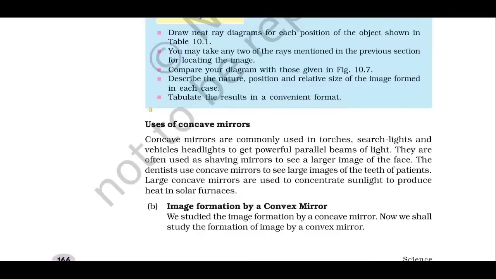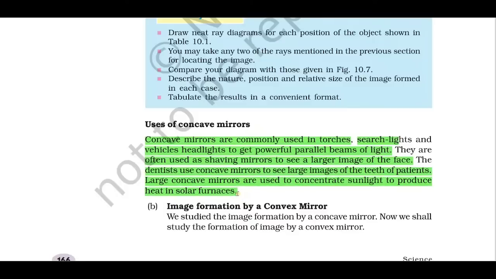Important question: uses of concave mirrors. Concave mirrors are commonly used in torches, searchlights and vehicle headlights to get powerful parallel beams of light. Concave mirrors are used as shaving mirrors to see a larger image of the face, and also by dentists to see a larger image of the teeth of the patients. And also large concave mirrors are used to concentrate sunlight to produce heat in solar furnaces.